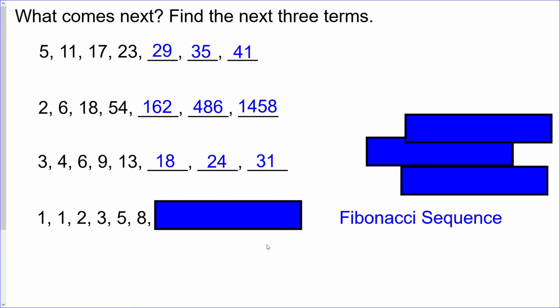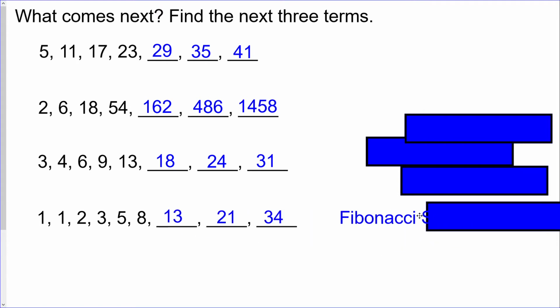The last one is a very cool sequence called the Fibonacci Sequence. And this actually presents itself in nature in a number of ways, and we'll talk about that next week. Like I said, very cool. But for this pattern, you get the next number by adding up the 2 numbers that come before it. Okay, so 1 plus 1 equals 2, 1 plus 2 equals 3, 2 plus 3 equals 5, 3 plus 5 equals 8, and so on. So 5 plus 8 equals 13, 8 plus 13 equals 21, and so on.